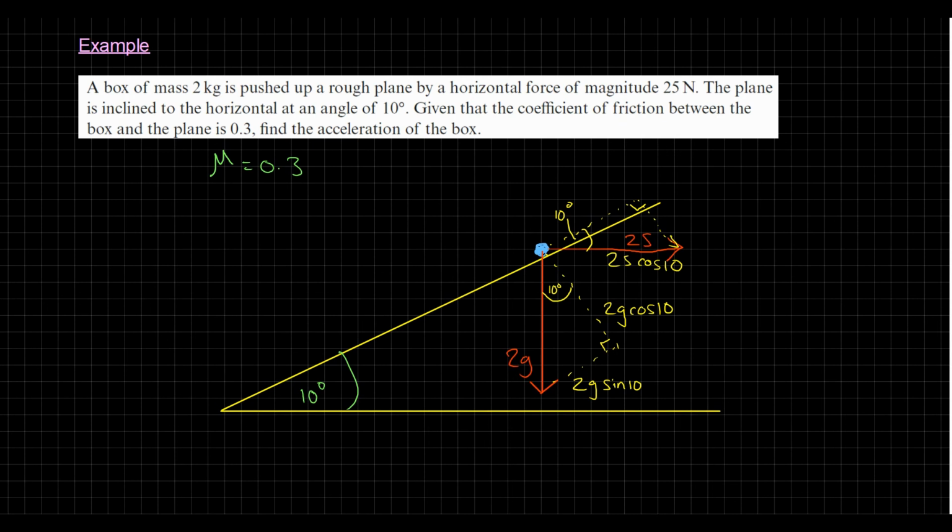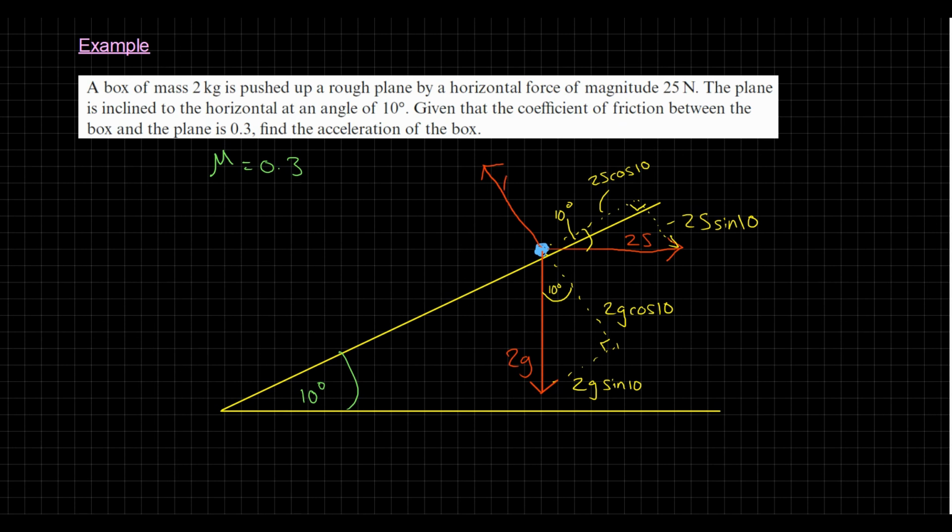Oh no, sorry, I'm labeling that on the wrong place. That's the 25 there. This part here, that's 25 cos 10. And this part here is 25 sine 10. Okay. We still need to think about the resultant force as well. We haven't mentioned that. Probably need to think about that. And the friction, right? We haven't done that either.